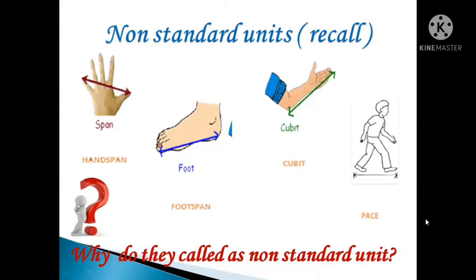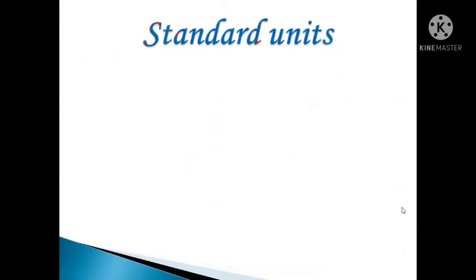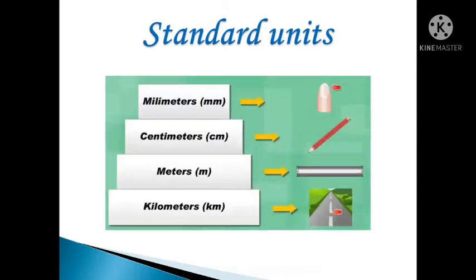Okay, so in this case, we are going to standard units. In standard units, the first, very small unit is the millimeter. Like, our nails can be measured in millimeters. And then the centimeter, a little bit bigger, 10 millimeters makes 1 centimeter. So a centimeter can be used to measure something like a pencil. It is a little bit bigger than your nails. So that kind of objects can be measured using centimeters.